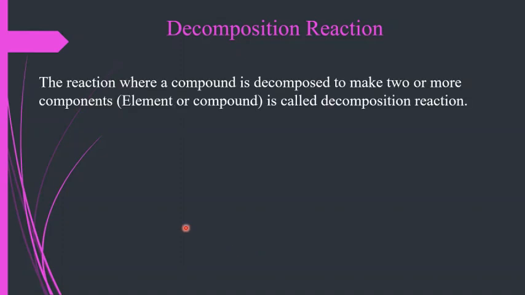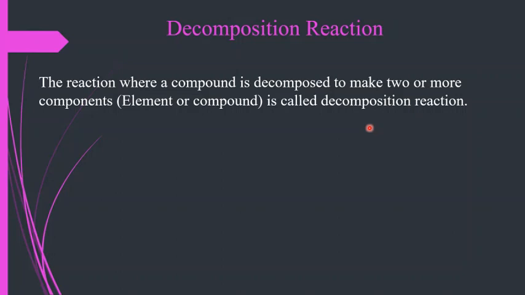So, at first, decomposition reaction. What do you mean by decomposition? Decomposition means to break something, to destroy something. That means in decomposition reaction, one thing is decomposed or one thing is broken to make many things. Yes, dear students, the reaction where a compound is decomposed to make 2 or more components. The components may be element or compound is called decomposition reaction.